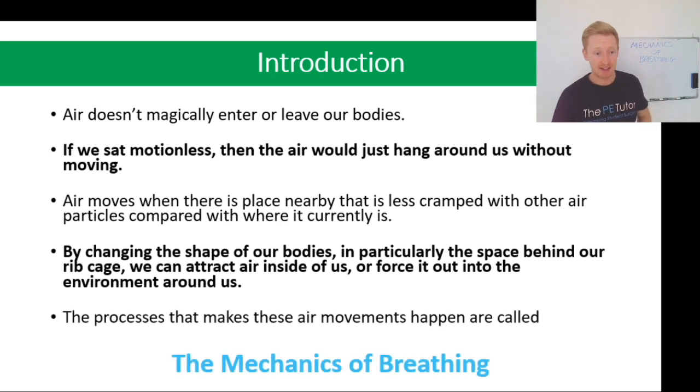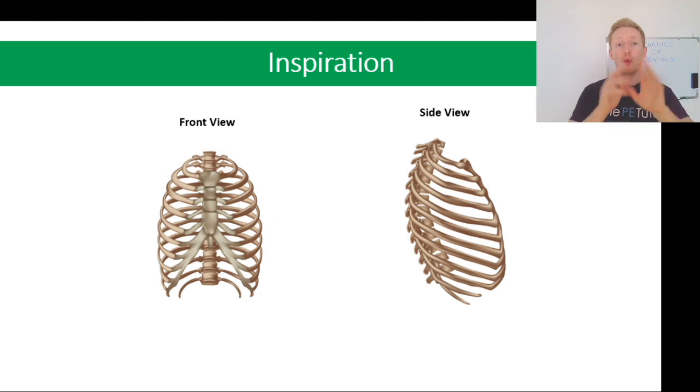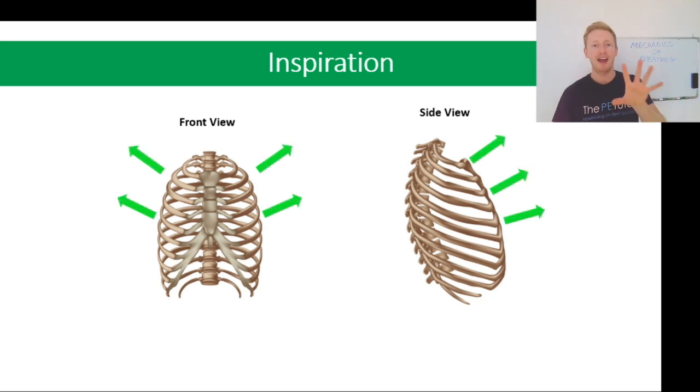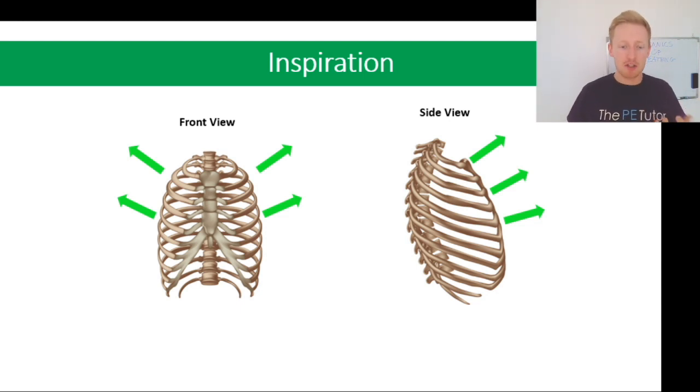So what we're going to be looking at today are the mechanics of breathing, those processes, the step-by-steps, muscle contractions, movement of the rib cage, movement of the diaphragm. We're going to be looking at all of that and how that leads to us getting air in and out of our body. So we have two phases, three if you count the pause in between the two main ones, but we have inspiration and we have expiration. To start with, we are going to look at inspiration. What actually happens in order for us to inspire, to bring air in?